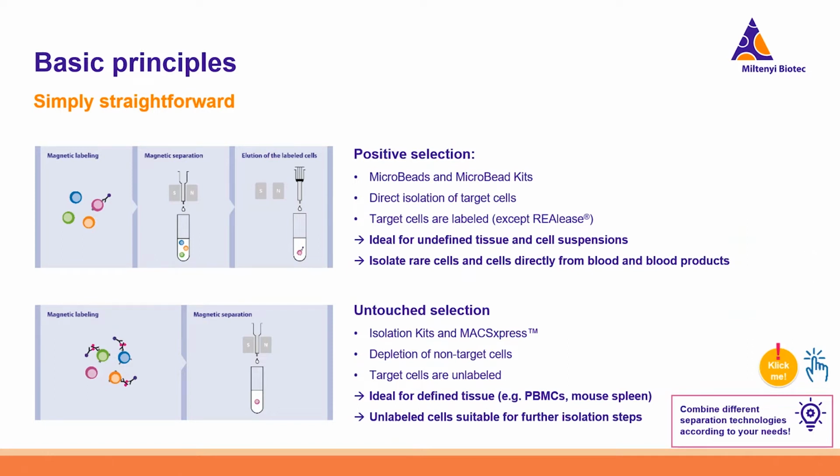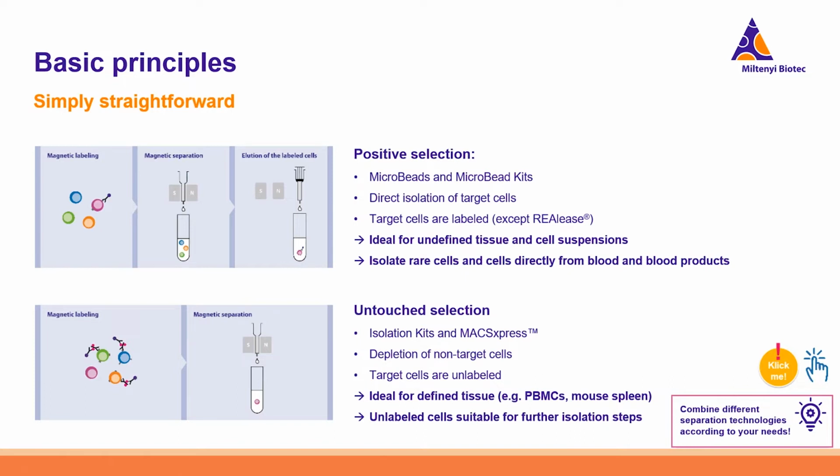Secondly, we have the untouched isolation with our isolation kits, working via the depletion of non-target cells. This is necessary when the target cell fraction is not defined by a certain marker, but rather the lack thereof. Hereby, all cells expressing a defined exclusion marker cocktail are depleted, and the target cells remain unlabeled and thus are usable for further rounds of sub-separation.